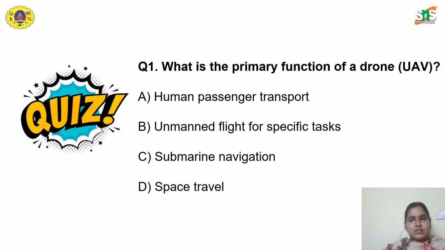First of all, we can have a quiz, a brainstorm, before getting into the deeper part. What is the primary function of a drone? Can you guess any of the options? Yes, unmanned flight for a specific task. So drone stands for UAV, that is unmanned aerial vehicle. Whenever you see UAV, just don't have a doubt. It is absolutely another name for drone.